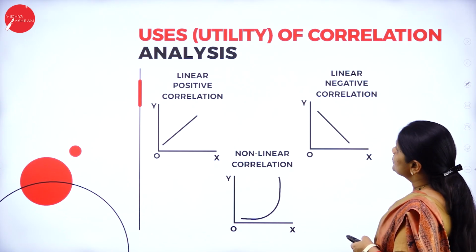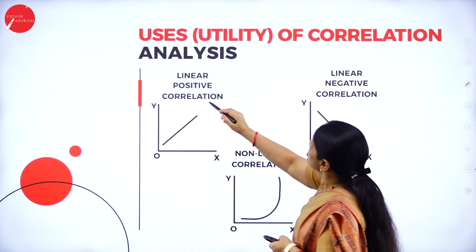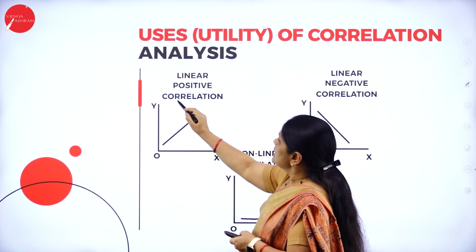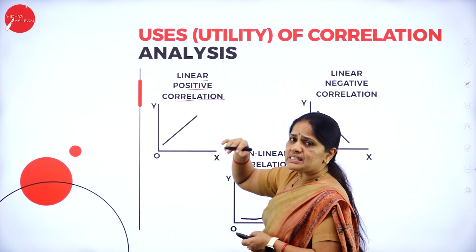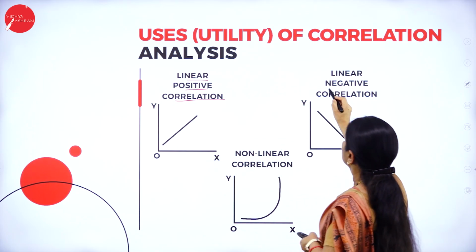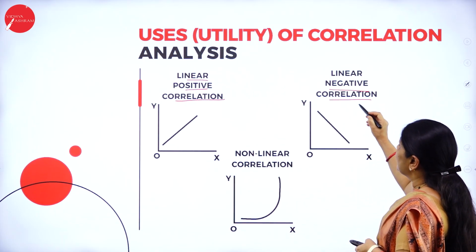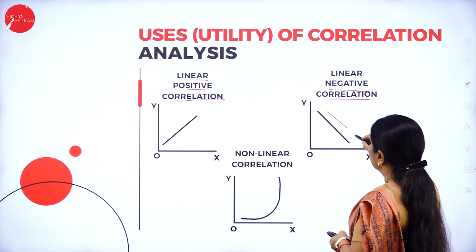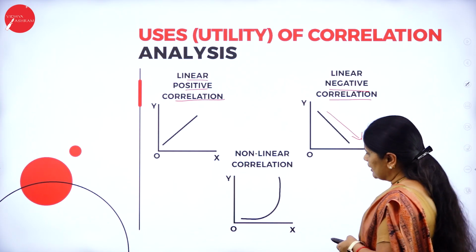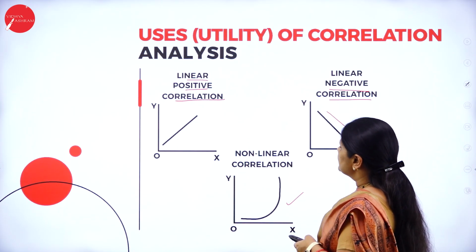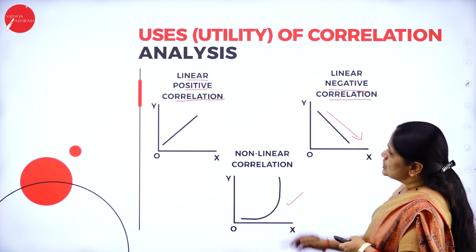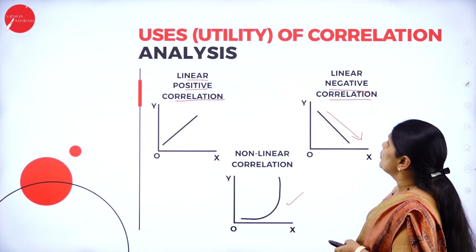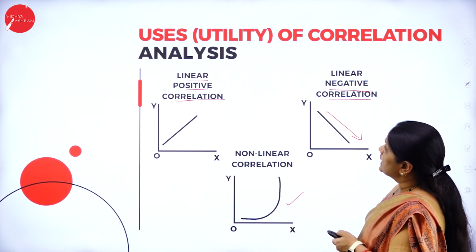Then the next one is linear positive correlation. This kind of correlation helps us know whether both variables are moving in the same direction. Then nonlinear negative, where both of them are falling, and if you have a curve like this, we call it a nonlinear correlation. So, this diagram helps us know what kind of correlation it is.